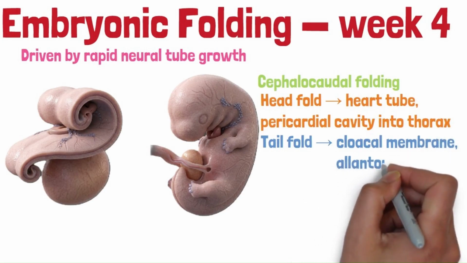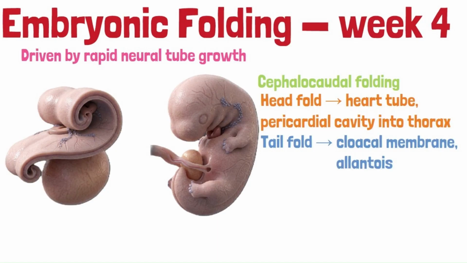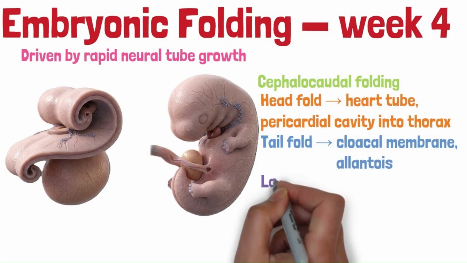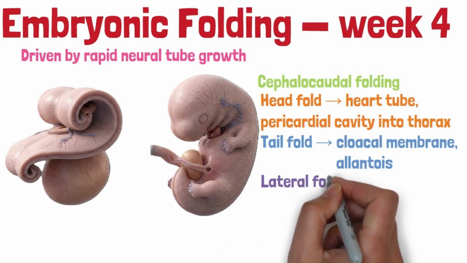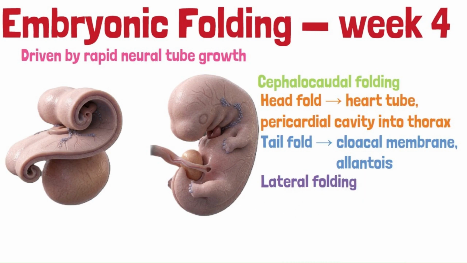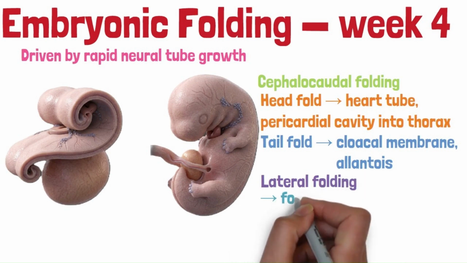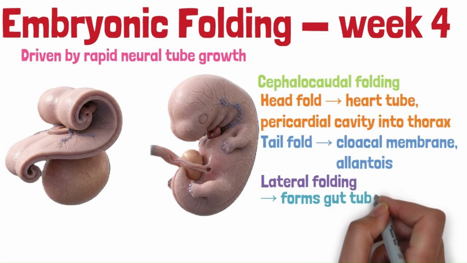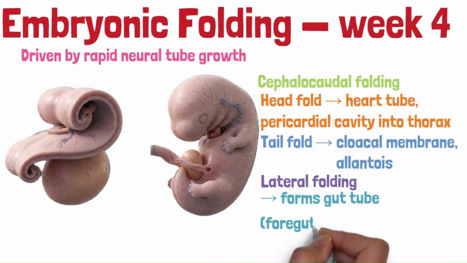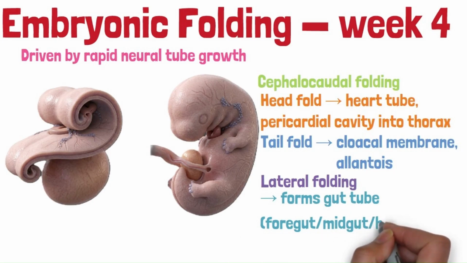This pulls part of the yolk sac inside the embryo, forming the primitive gut tube: foregut, midgut, and hindgut. The midgut stays briefly tethered to the yolk sac by the vitelline duct, and the connecting stalk becomes what you will know as the umbilical cord.